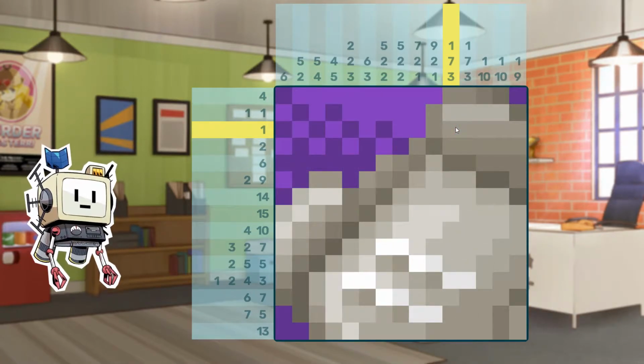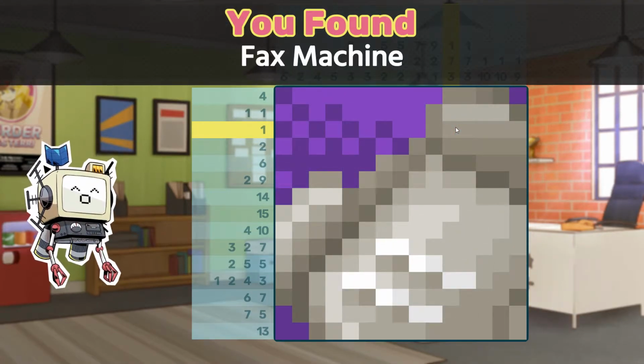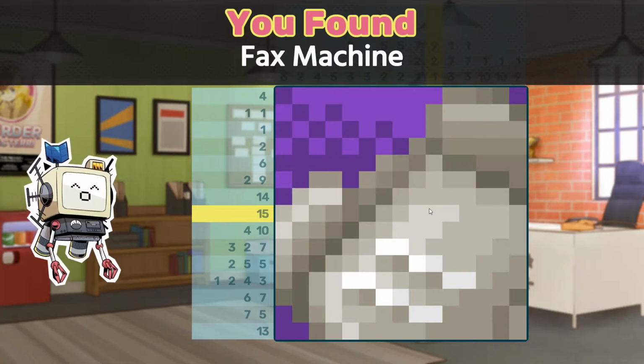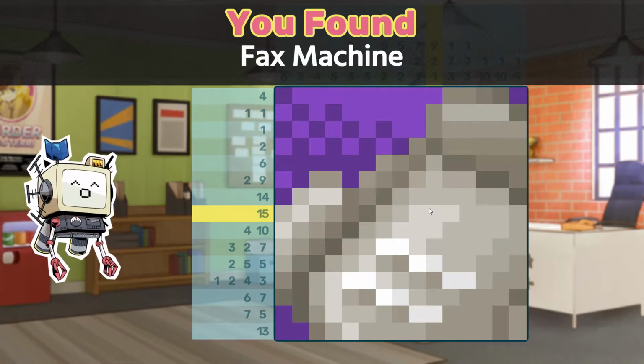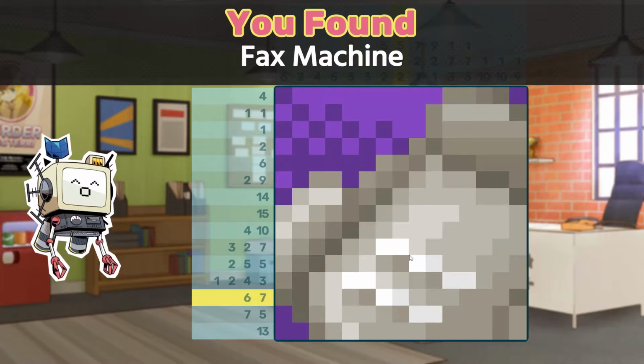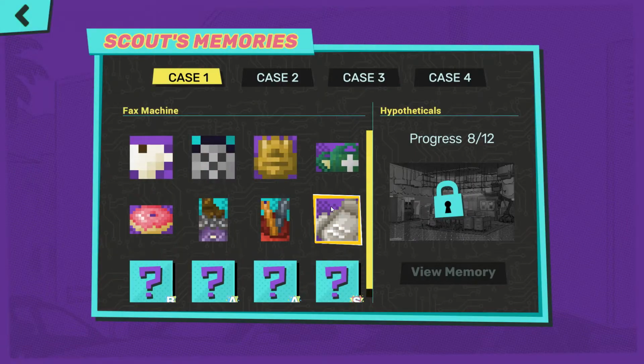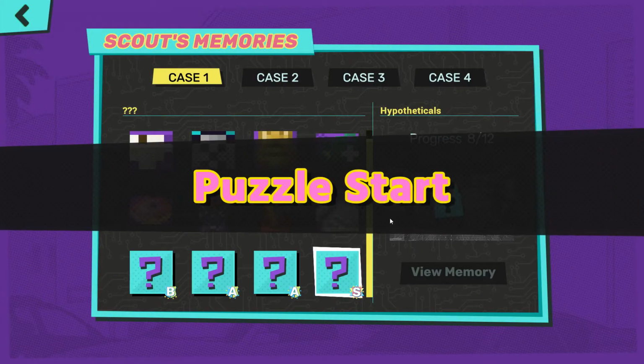That was a bit scary for a second there, but that was a lot quicker than I expected from a puzzle of that difficulty. Fax machine. Or a grey blob of some sort.